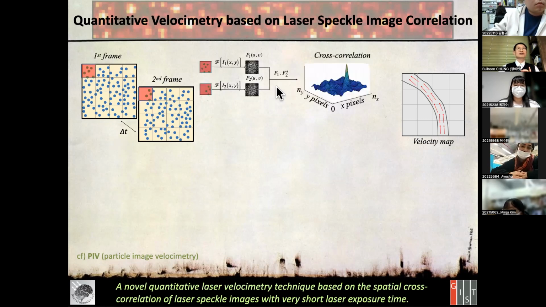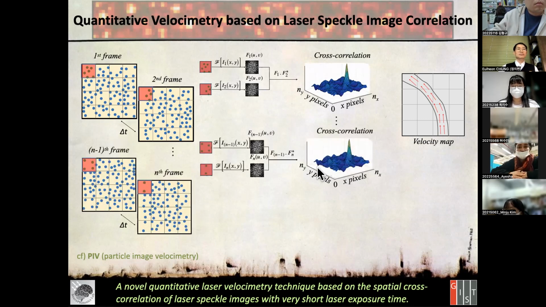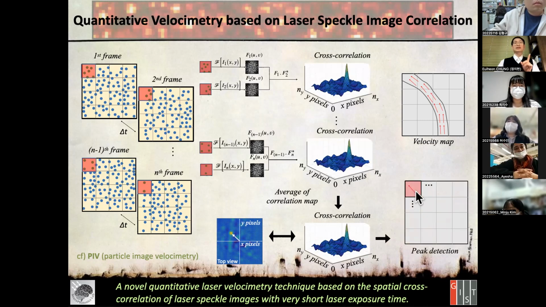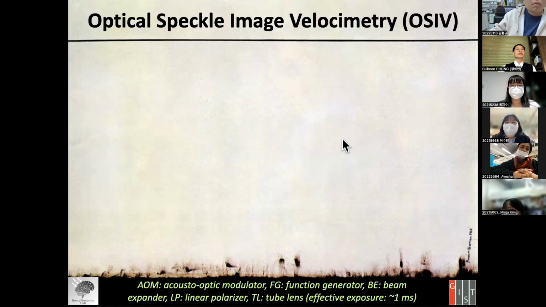For example, you can analyze this in the Fourier domain, and then back Fourier transform to get the cross correlation. You can do this multiple times, and this is an average cross correlation map, in which you can see the average displacement in the space domain. And by knowing the delta t and this average displacement, you can draw one vector, which represents this area's velocity vector. You can do this analysis over the whole region and create a velocity map. That's a very simple idea, and we tested this and named it optical speckle image velocimetry.